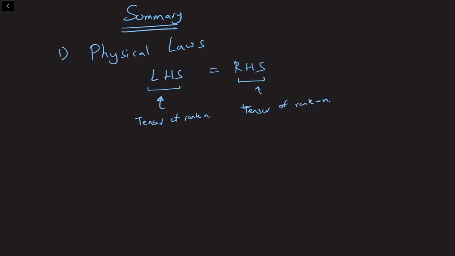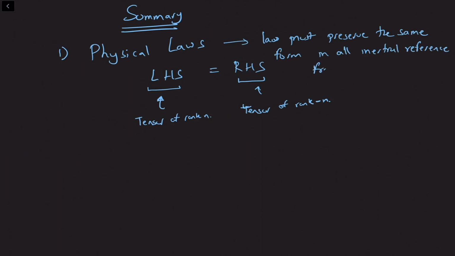Okay, so if this is true, then the law will preserve the same form in all inertial reference frames. So the law must preserve the same form in all inertial reference frames. And the only way to do that is if both sides of the law transform as tensors in exactly the same way.